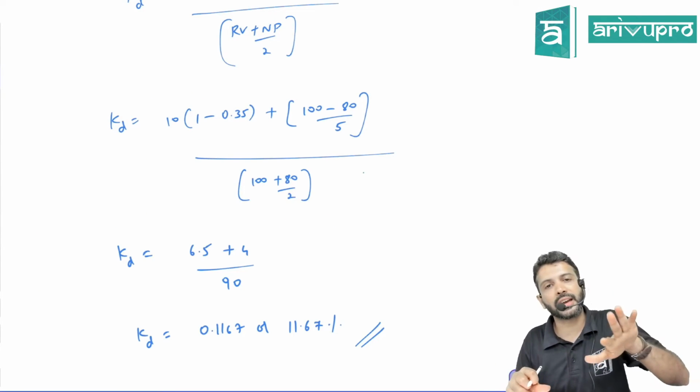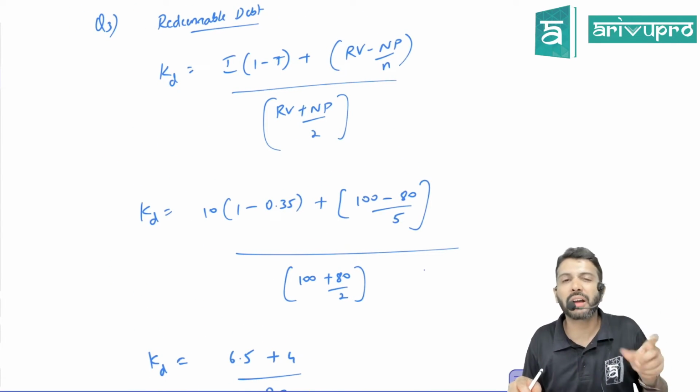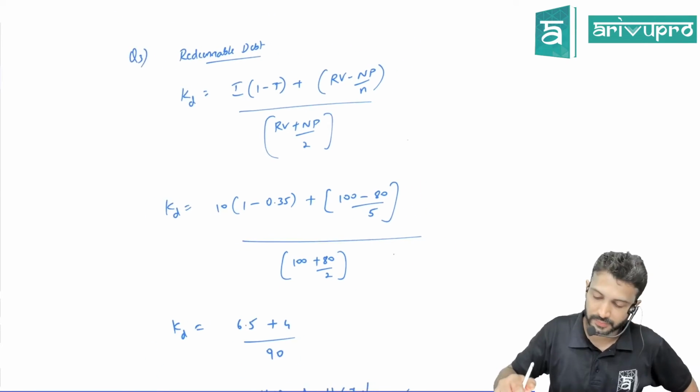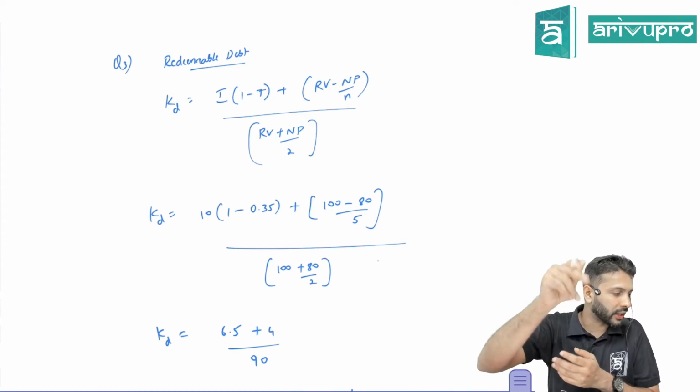RV, we always take it as, if they don't give, we take it as redeemed at par. Par value is 100 here. If there is a different value, they'll mention. If they don't mention, take it as 100.